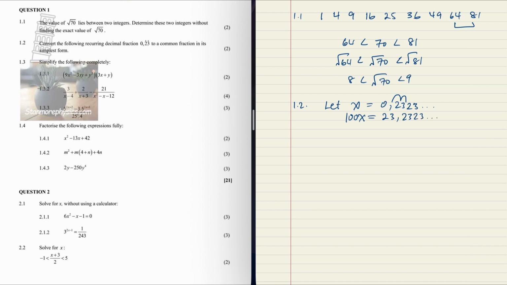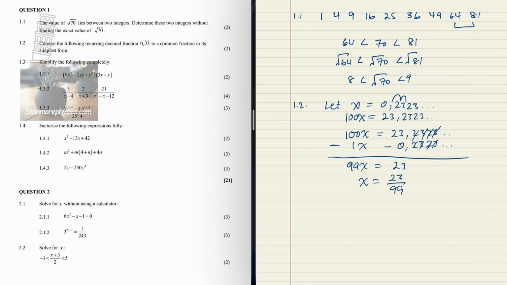So 100x is going to equal 23,2323 ... Next I will say 100x minus 1x is equal to 23,2323 recurring minus 0,2323 recurring. Now, you'll notice that the decimals cancel, and I'm left with 23 minus 0, which is 23, and 100x minus 1x is 99x. So x is equal to 23 divided by 99.